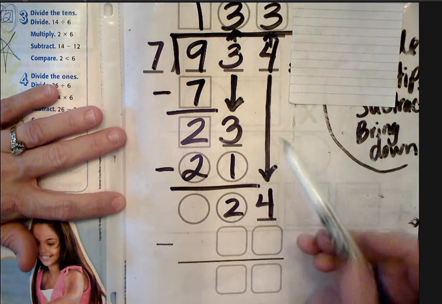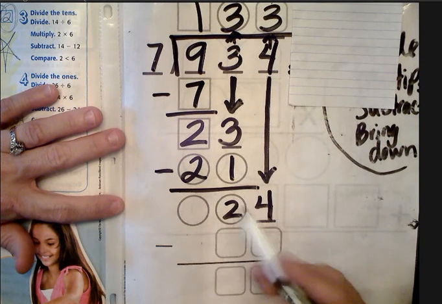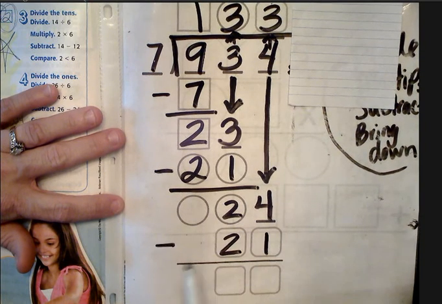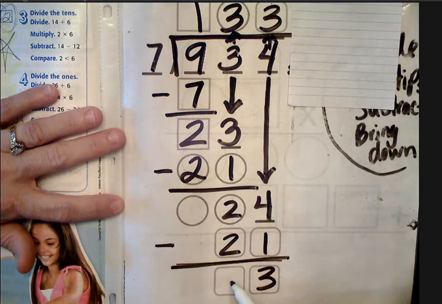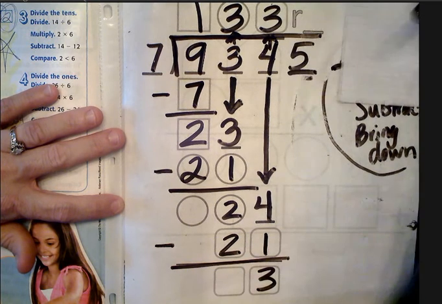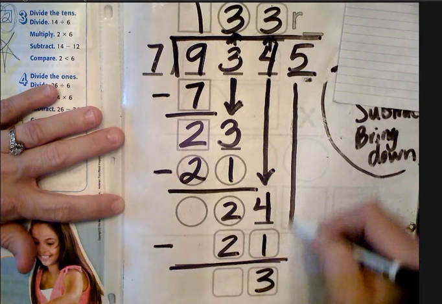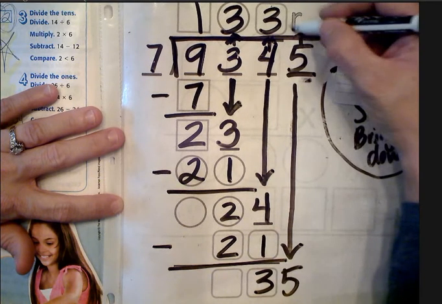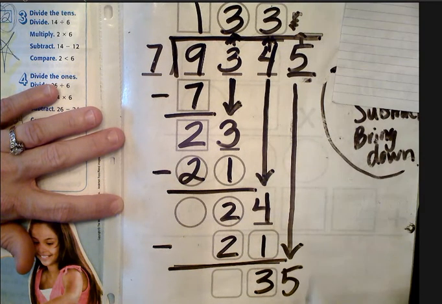We multiply. 3 times 7 is 21. We just did that on that last step. Subtract. 4 minus 1 is 3. 2 minus 2 is nothing. Next step, do I have anything to bring down? I do. I have a 5 to bring down. And my answer is going to be right on top. We're ignoring that remainder. My answer is going to be right on top of that 5.